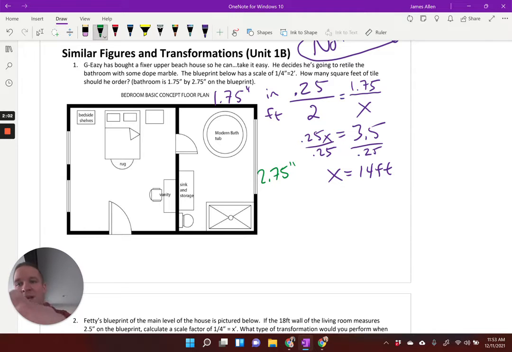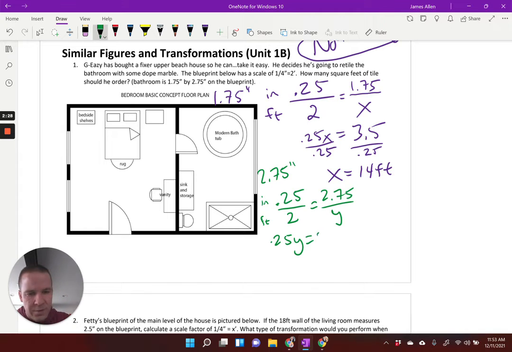So that's one dimension. Now I'm going to switch to green. See what I did there? I wrote the other one in green. All right, so I have the same first part of the proportion, 0.25 over 2. That's inches over feet. And that's going to equal 2.75 inches. I want the feet. We'll call it y this time. Just a different variable, right? So same kind of math, 0.25 y equals 2 times 2.75, which is 5.5. And then divide by 0.25. Y equals 22 feet.